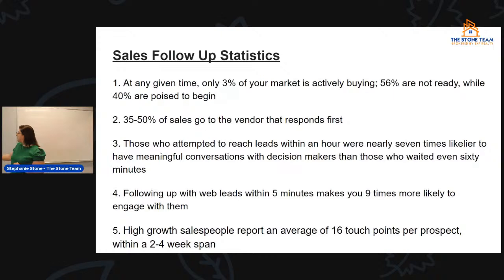And then down at the bottom, just kind of reiterating that chart, high growth salespeople report an average of 16 touch points per prospect within a 2 to 4 week span. So basically 4 times a week. And this could be email followed with a text message. Hey, I get on the phone when we're done talking, I send you a text follow-up. Hey, that's 2 touches. So 16 in a 2 to 4 week period are what high performing salespeople are doing.